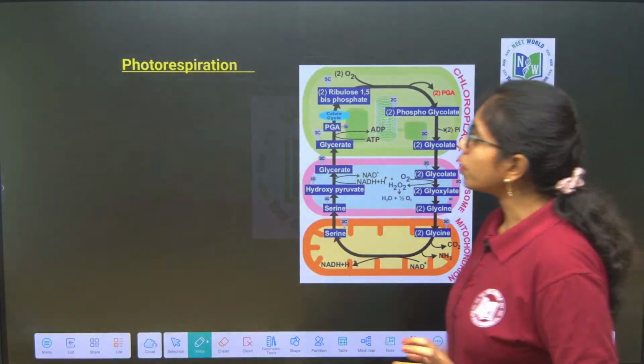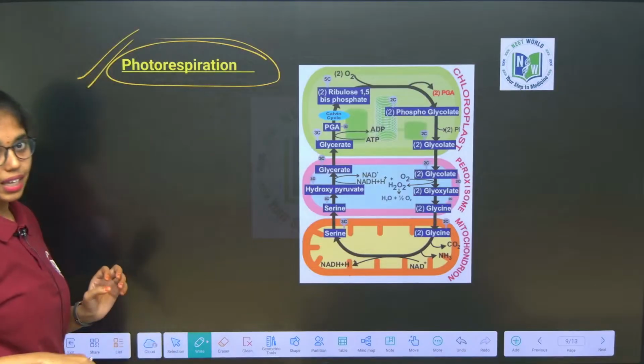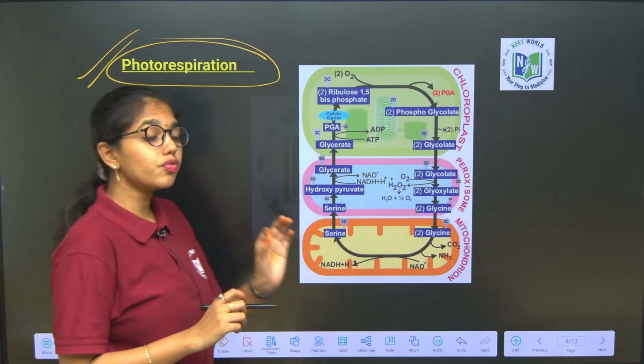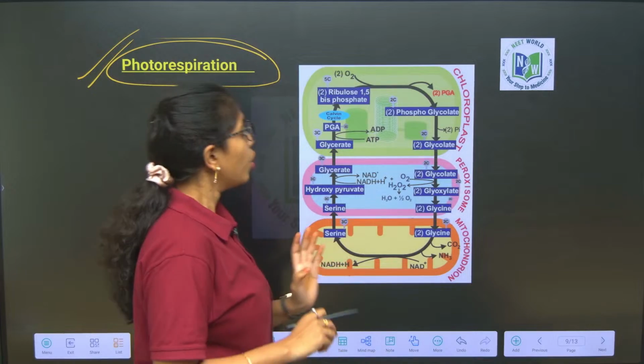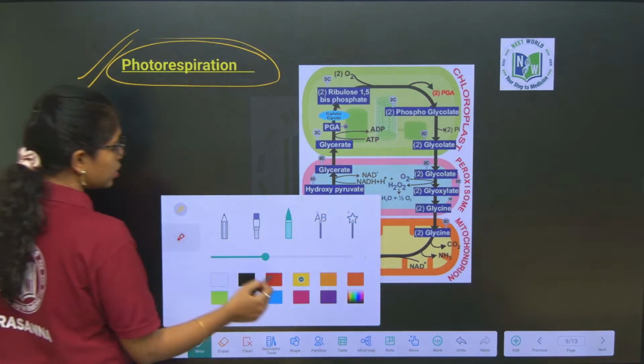So let us look into photorespiration clearly. The first point you have to remember is in which organelles photorespiration operates. Photorespiration operates in 3 organelles. First, that is chloroplast.